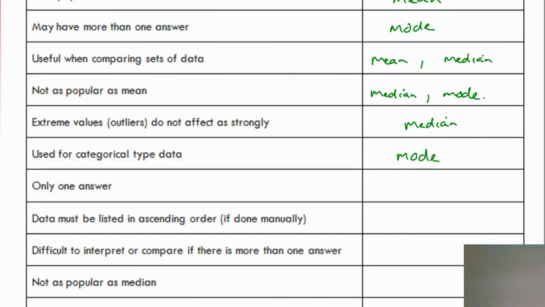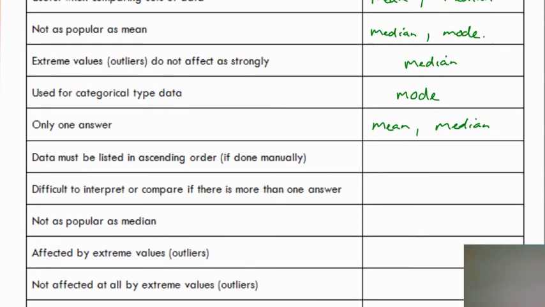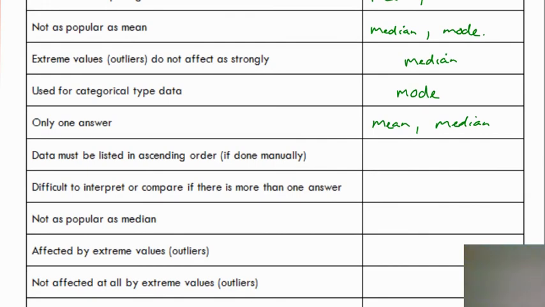Only use one answer. Well, yeah, because mode could be several answers. So mean is one answer. Median is one answer. Data must be listed in ascending order if done manually. All right, so remember we had to reorder the median to make sure we picked the one that was in the middle. It actually helps to reorder your mode because when you reorder, you'll see them match up together. We didn't do that in our example, but I would certainly recommend you do that. Actually, I think it would be to your benefit if you did that.